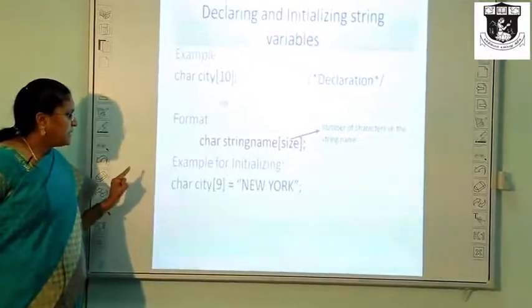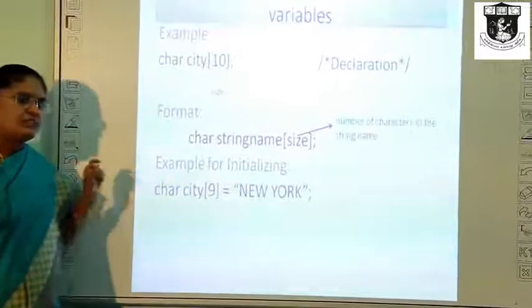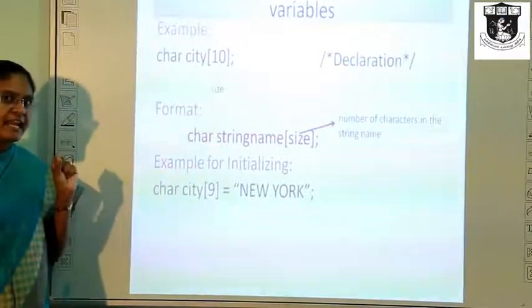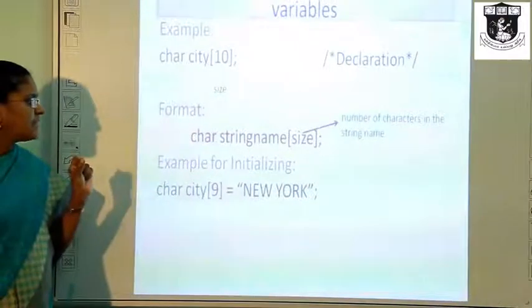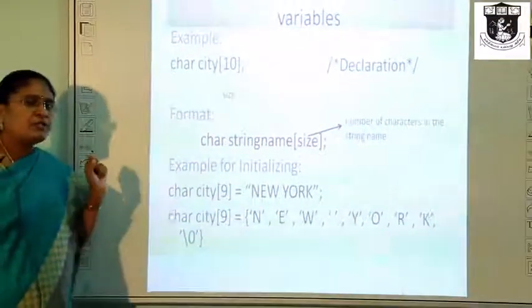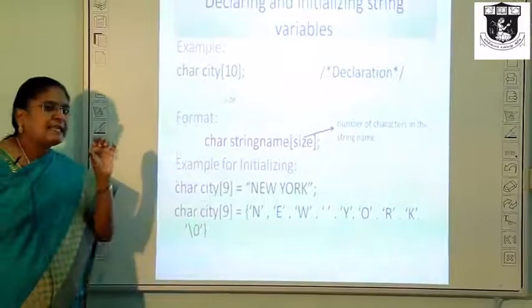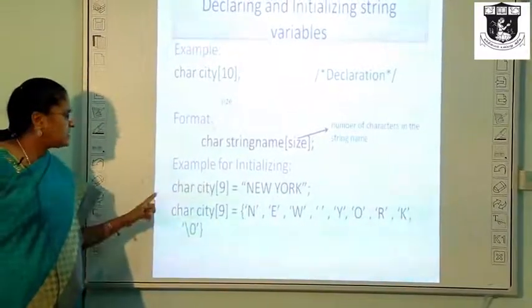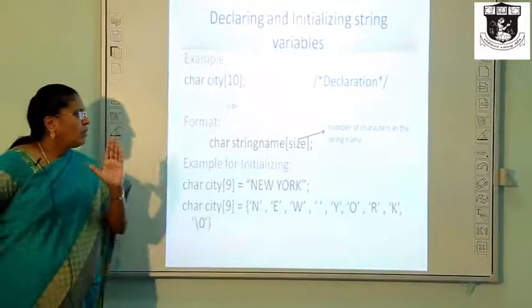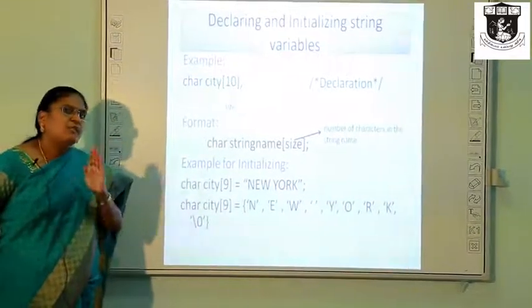The first example, char city[9]. This tells you that city is a string name and it consists of 9 characters, which means New York will be stored into it. New York will be stored character by character, since we have mentioned it as char. So N E W Y O R K will be stored along with the space.